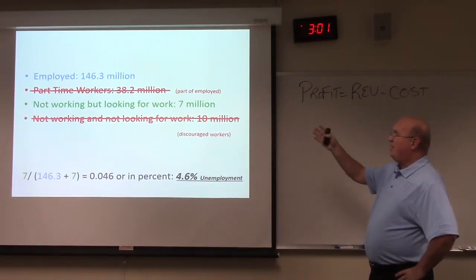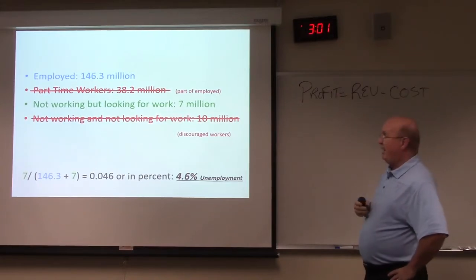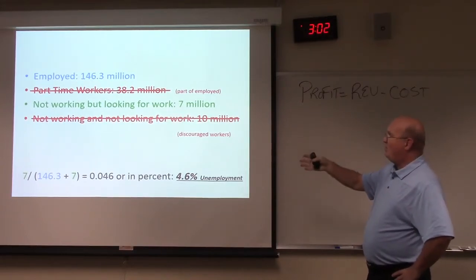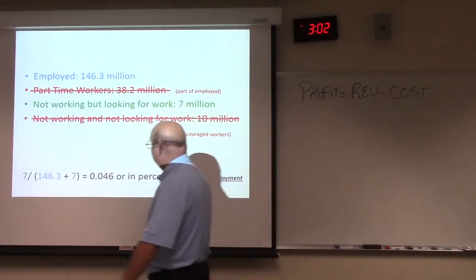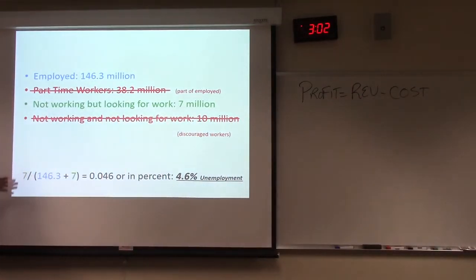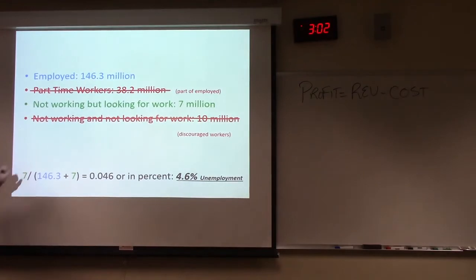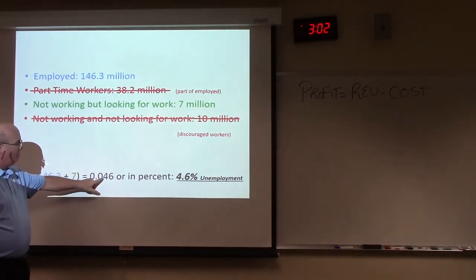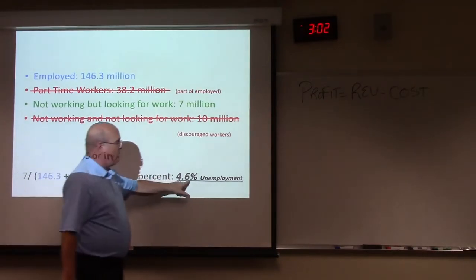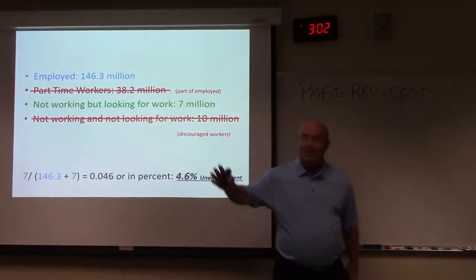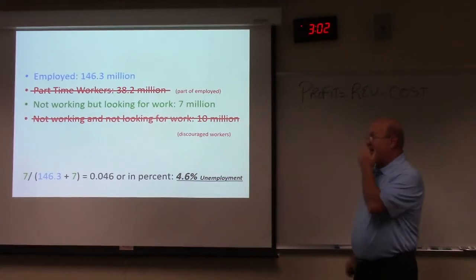Not working but looking for work, that's the definition of unemployed. Not working and not looking for work, that's discouraged workers, so we don't even bother with them. So our formula: we take the 7 here, we take the 146.3 plus the 7 here, we add these together, we divide, we come up with 0.046 and multiply it by 100. We have a 4.6 unemployment rate with these numbers, okay?